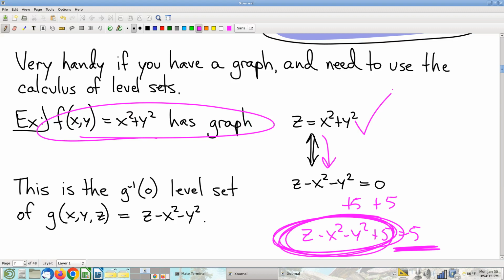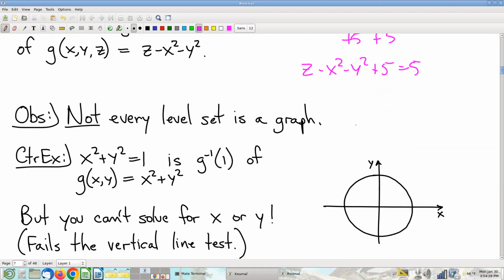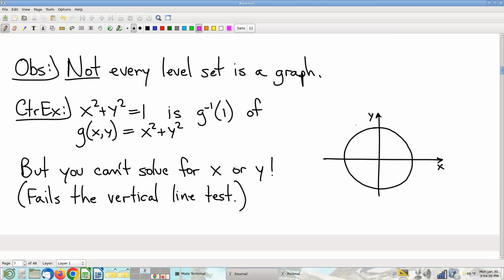So yes, sure, you can think of it that way. There are different level sets you could look at, but in some sense you don't need to. Does that make sense? Okay. Bad news: this is a one-directional convenience. Yes, every graph is a level set. Not every level set is a graph.